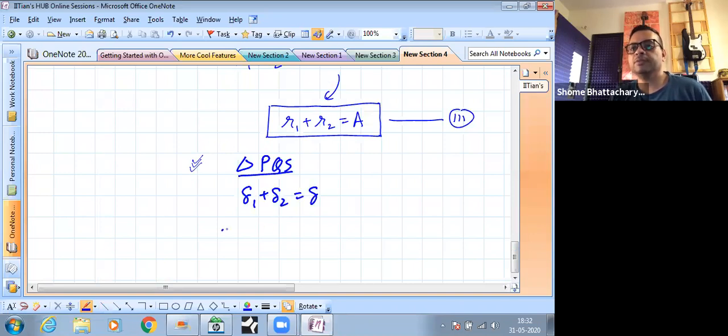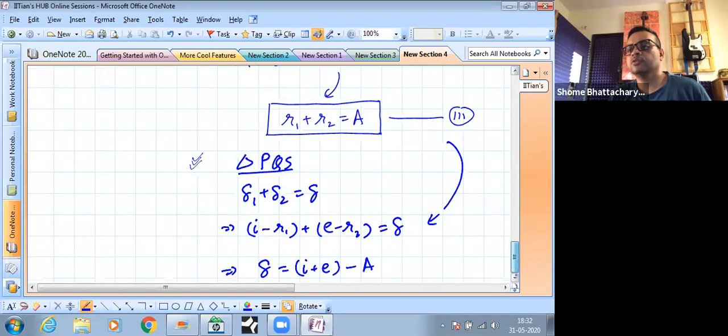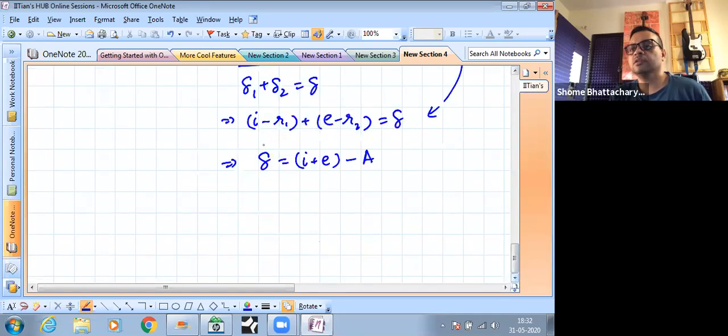So that makes it I minus R1 plus E minus R2 is the net angular deviation. Now you put this over here and we get the relation that the angular deviation therefore becomes I plus E minus R1 plus R2, and that becomes E. So this becomes our fourth and final equation that we require to solve the prism problem.